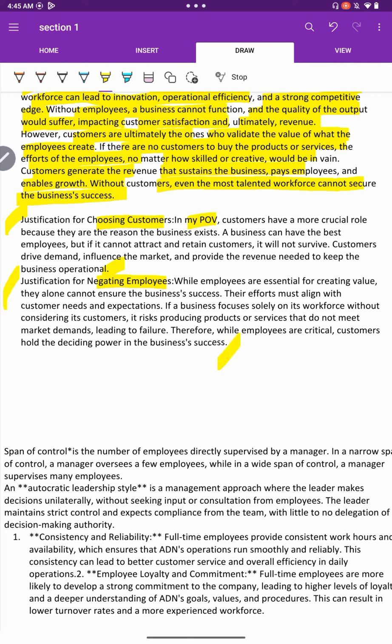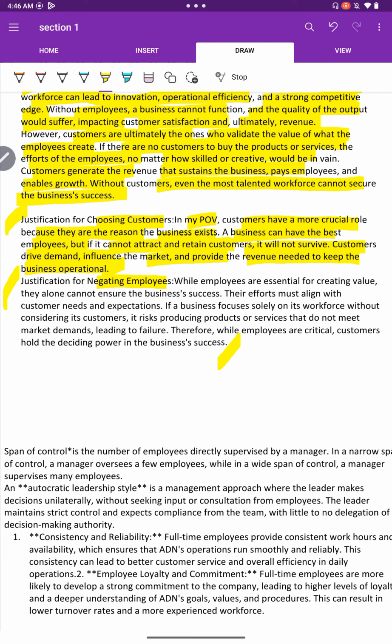So in my point of view, customers are more crucial because they are the reason a business exists. A business can have the best employees, but if it cannot attract and retain customers, it will not survive. Customers drive demand, influence the market, and provide the revenue needed to keep the business operational. So if you just want to keep it short, you can write from here that a business can have the best employees, and after that you should explain.